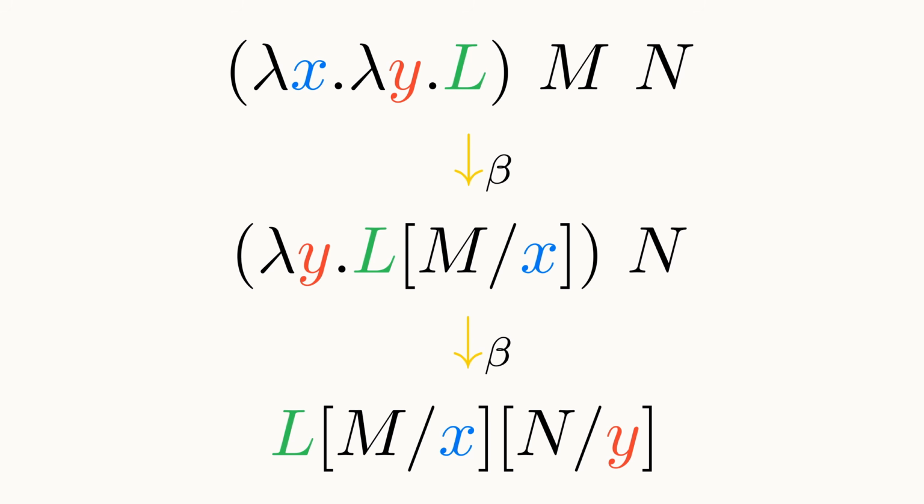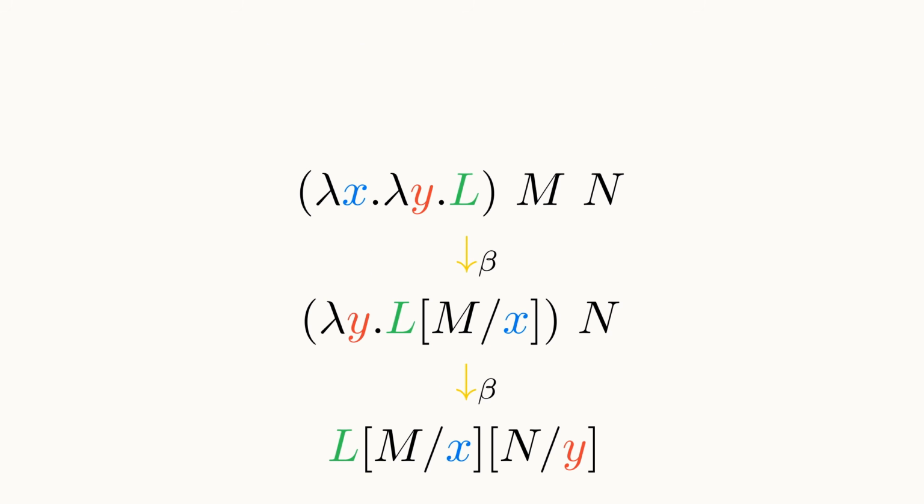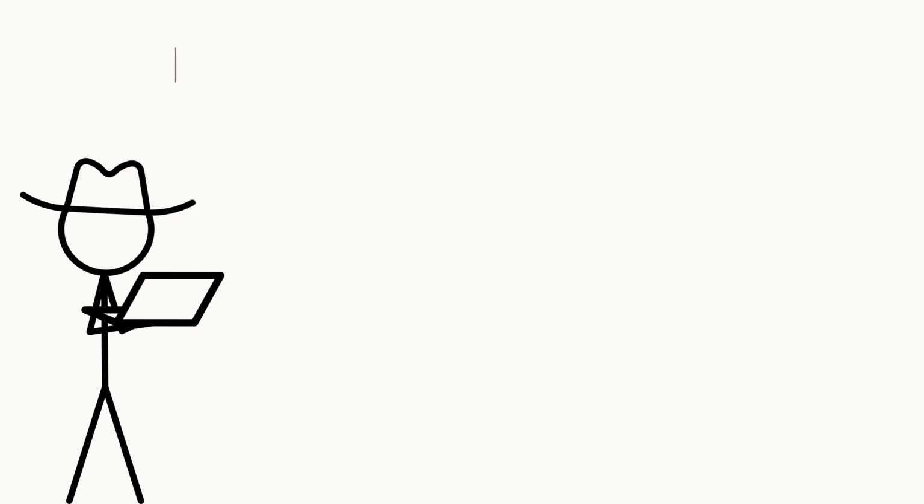This method of functions returning functions to sequentially apply to multiple inputs is called currying, named after the logician Haskell Curry. If you have experience programming, why not try to make some curried functions yourself? This Python program here, for example, uses the built-in lambda syntax to add two numbers together using currying.